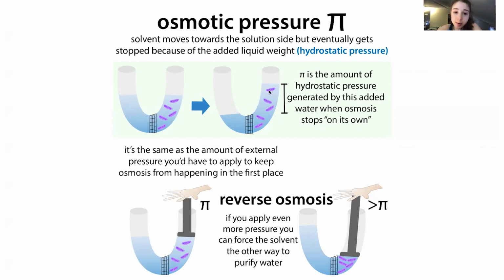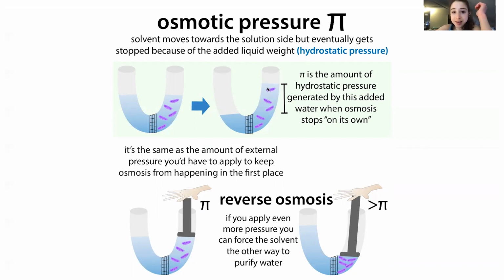This pressure is going to be pushing down on this water and making it harder for the water to move up the tube. This pressure we can describe as osmotic pressure, and it's the hydrostatic pressure generated by the added water when osmosis stops on its own. So if you don't do anything... what if you were to do something?